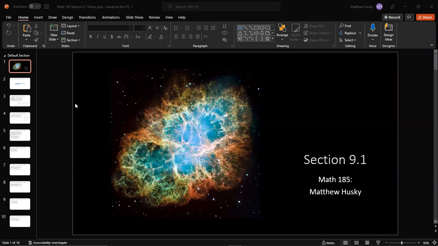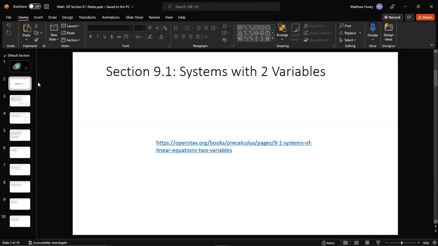Hello, everybody. Let's start talking about section 9.1 here. This chapter is about systems of equations, and we're going to begin with systems that have two variables.